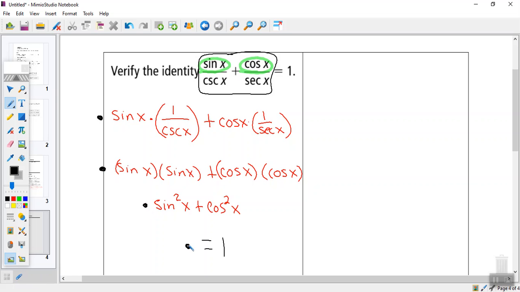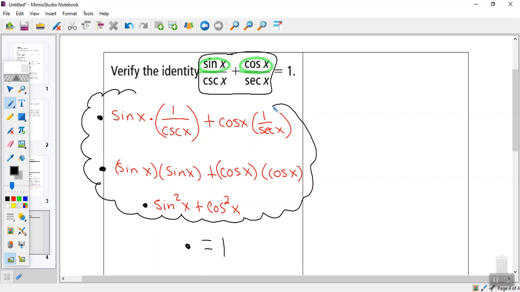This is the race to start. This is the finish line. This is what we're really trying to make sure we understand. And I'm going to put this in the cloud so we never ever lose it.